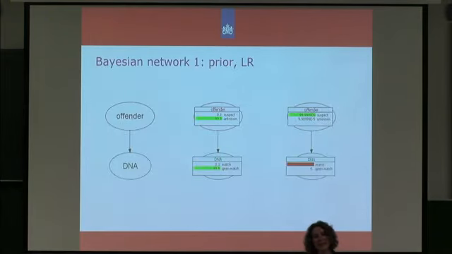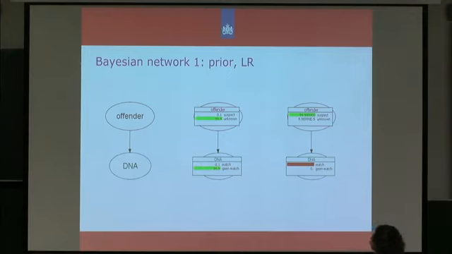And you can illustrate this nicely with Bayesian networks. So you can have a very simple Bayesian network saying, look, who is the offender? Is it the suspect or is it an unknown person? And what's his DNA profile? So suppose in this first case I have a trace from the offender. Suppose that's not disputed.